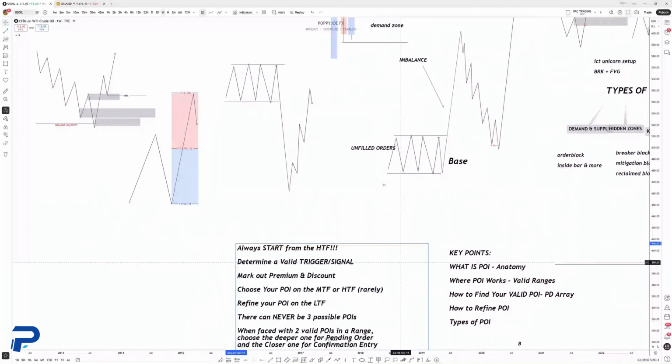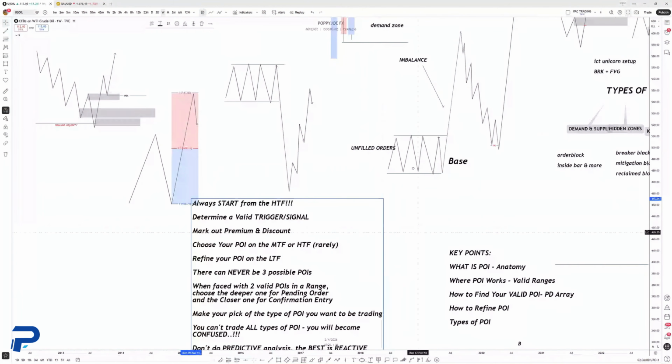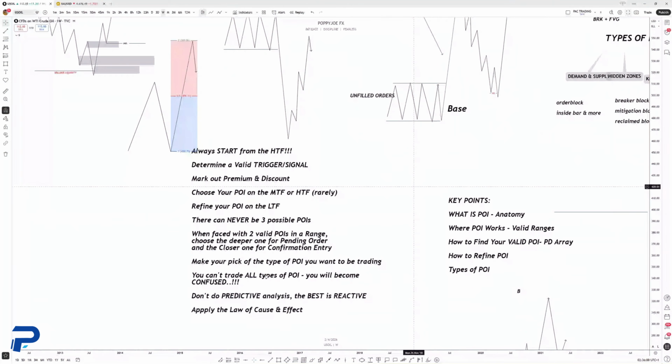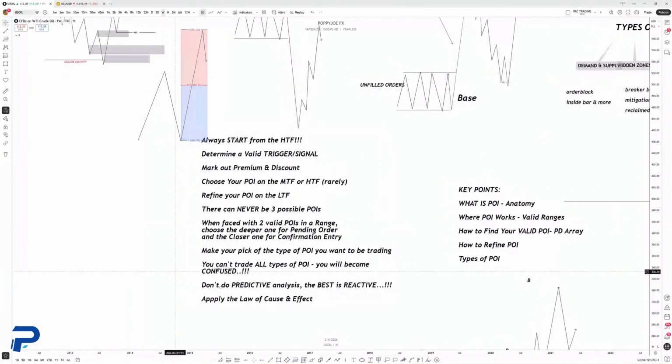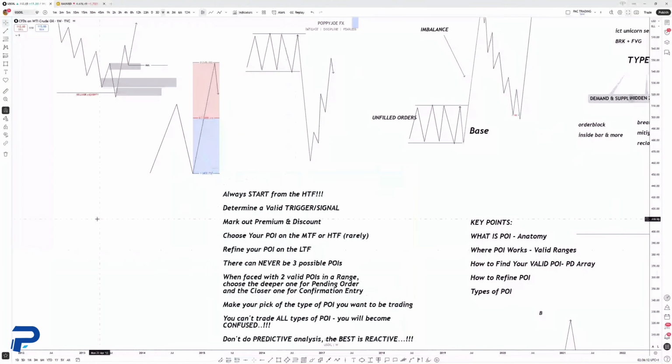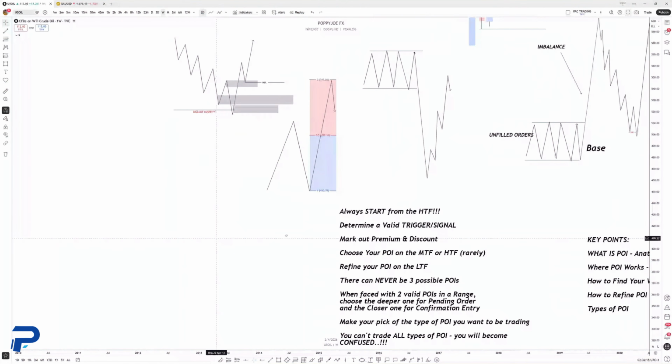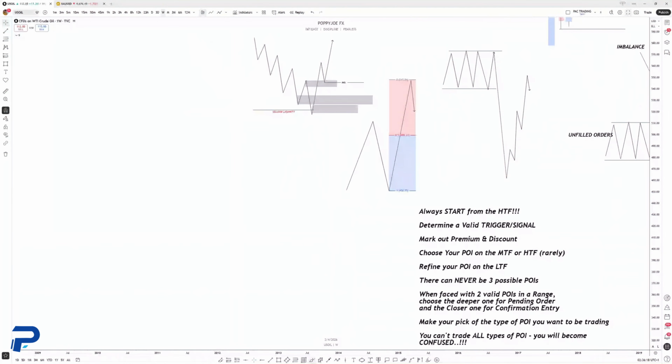That'll take us to which other thing? I think this other law here: don't do predictive analysis. The best is reactive. It is a game changer, which I'm not sure I might be explaining right now. But let's see what we can do before we go. Lastly, I'll talk about refinement of POI. And this one is a banger as well.